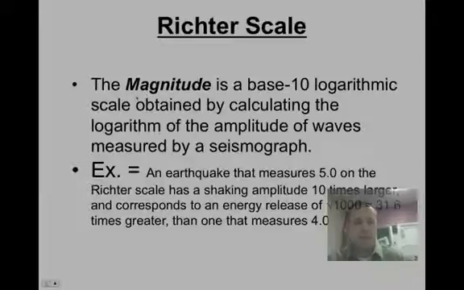So on a Richter scale, it says the magnitude is a base 10 logarithmic scale obtained by calculating the logarithm of the amplitude of the waves measured on the seismograph. In other words, look at my example here, because base 10 logarithm scale sounded kind of confusing. An earthquake that measures a 5.0 on the Richter scale has a shaking amplitude, and we're measuring the waves on the seismograph here, 10 times larger than that of a 4.0 earthquake. Okay, so the shaking amplitude is 10 times larger.